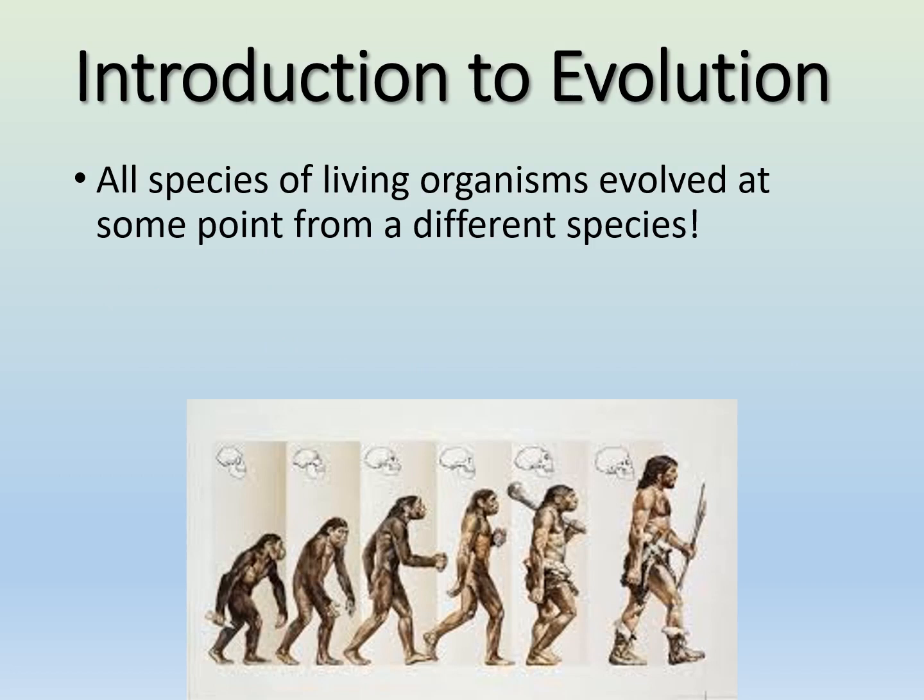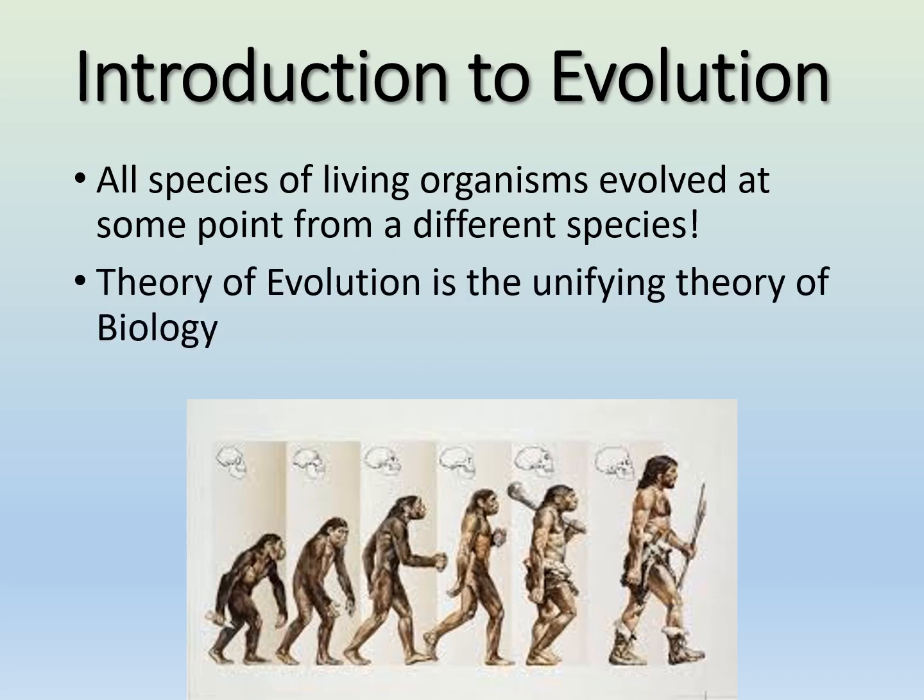So what is evolution, right? Well, the theory of evolution is the unifying theory of biology. So it's really important that we understand what evolution is and the theory of evolution. Because really we are saying that all species of living organisms have evolved at some point from a different species. So over the lifetime of a species, it's going to have evolved from a different species at some point, right?